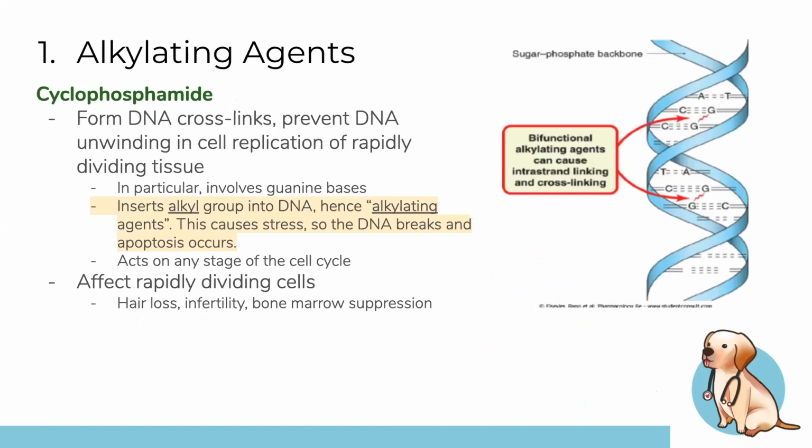Okay, going into classic cytotoxic agents, the first one we're going to talk about is alkylating agents. And cyclophosphamide is the core drug. What alkylating agents do is kind of in the name. They add an alkyl group into the DNA. And as you can see here, between guanine and guanine is the typical site of action. When you connect these, you create crosslinks that make the DNA unstable, causing stress. And when the DNA breaks, the cell apoptoses. And this works on any stage of the cell cycle.